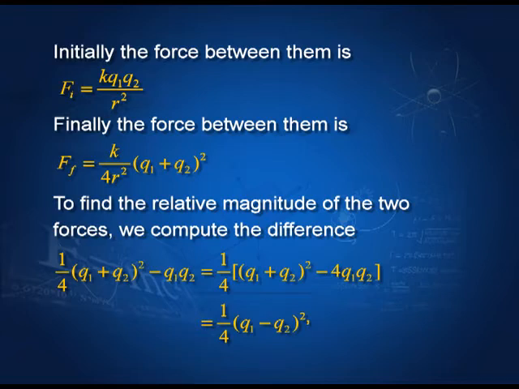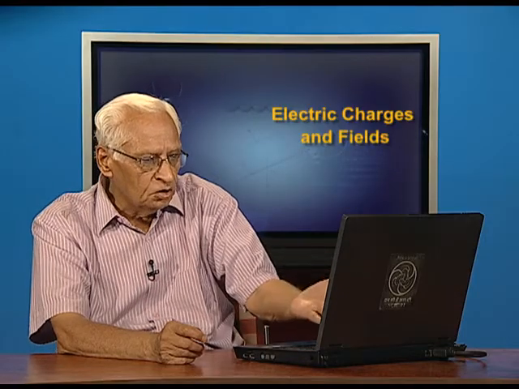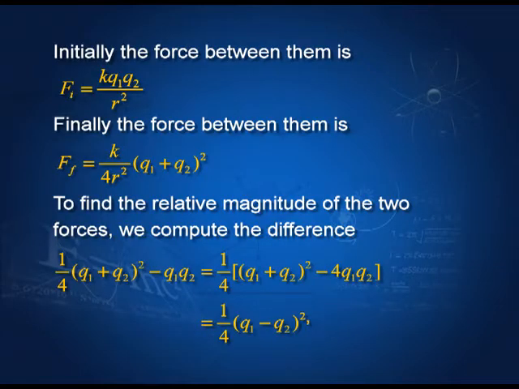So, we find the difference Ff minus Fi, and we can show, if I use this strategy, 1 by 4 into ((q1 plus q2) squared minus 4 q1 q2). We are finding this minus this, and this can be written as this or this, which is always a positive quantity. Therefore, this minus this is always a positive quantity. That means this force is larger than this force.